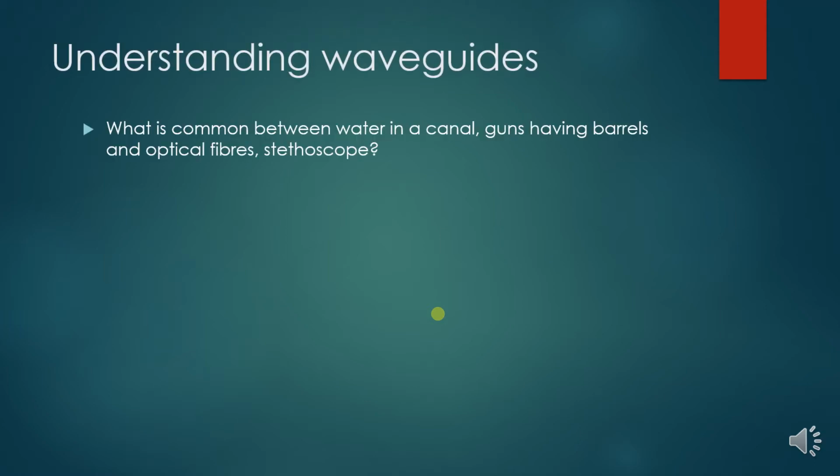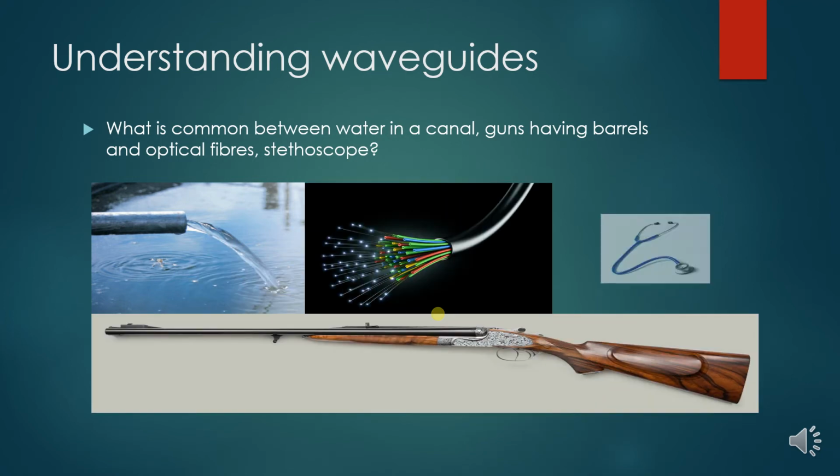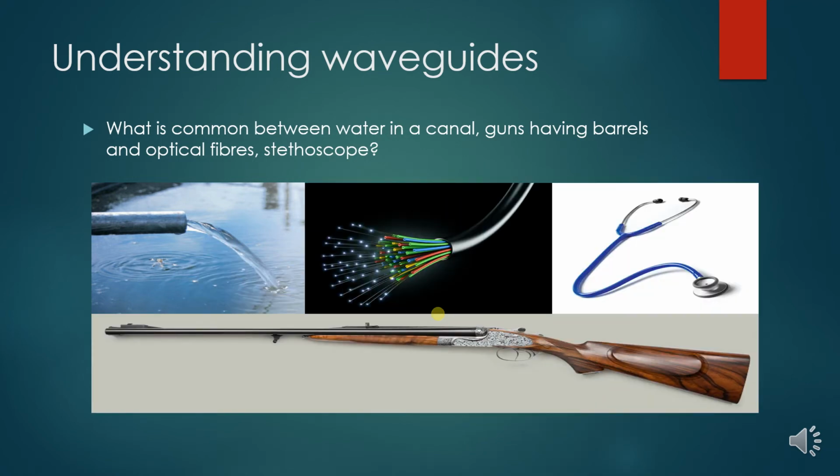What is common between water in a canal, guns having barrels, optical fibers, and a stethoscope? And how is any of this related to waveguides? Well, they're all based on the principles of constrained motion. Like a gun restricts hot gas expansion to maximize energy transfer to its bullets.